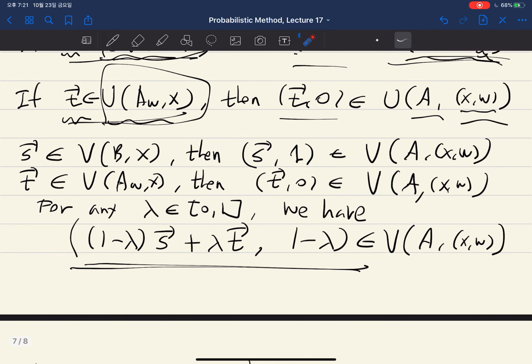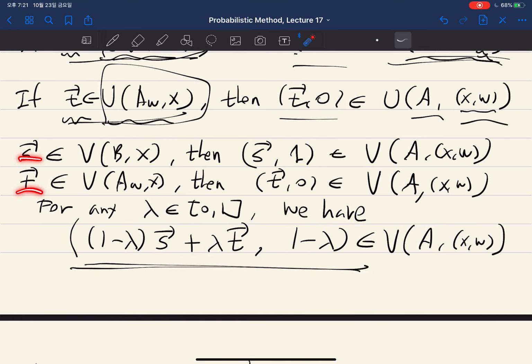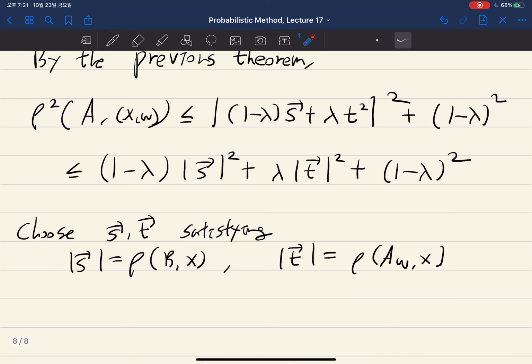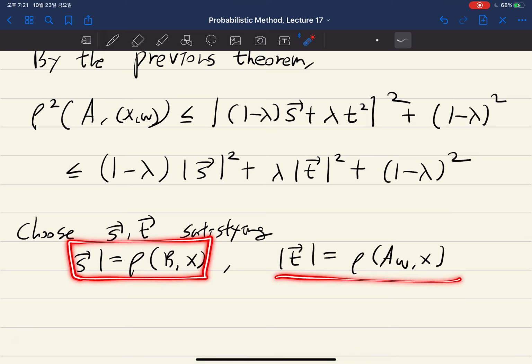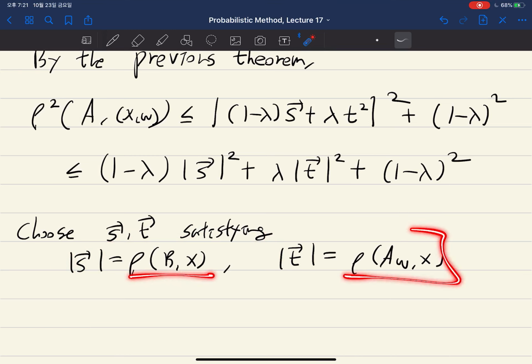And for that, now we know for given lambda, we have this. So for any vectors S and T from V of B and V of AW, this holds. So we can actually choose them to satisfy that their norm is the same as the rho of B and rho of AW.